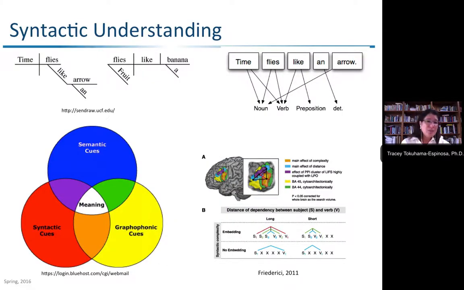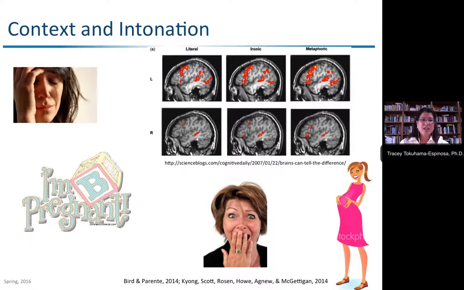This is also different from syntactic understanding, understanding that time flies like an arrow and fruit flies like bananas. The syntactic structure helps us understand the semantic understanding of the word. And the context also changes that. Context and intonation are in another part of the brain.